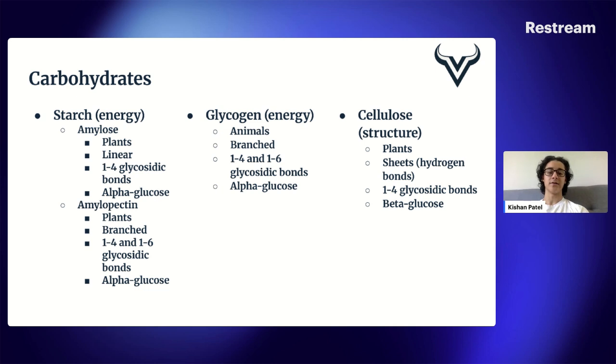Now, kind of the outlier here is cellulose. It is in plants, but it is used for structure. It makes up the cell walls of plants. The structure of these is not linear or branched, they're in sheets. Each sheet is held together by hydrogen bonds or hydrogen interactions. So these are not bonds per se, but just sort of interactions that are called hydrogen bonds. And these only have 1,4 glycosidic bonds. It is more simple and they're stacked up in sheets, but these are made up of beta glucose instead.